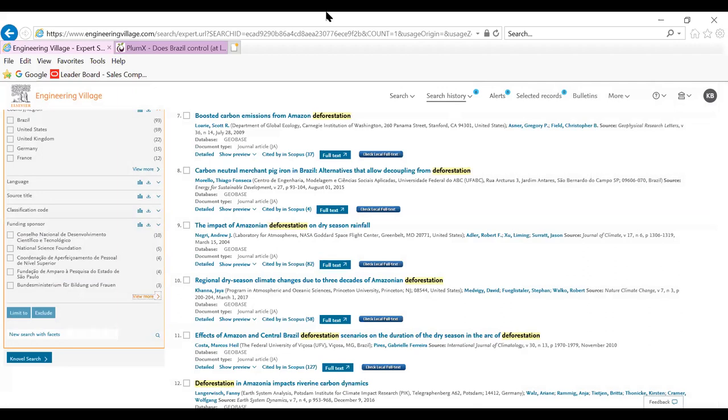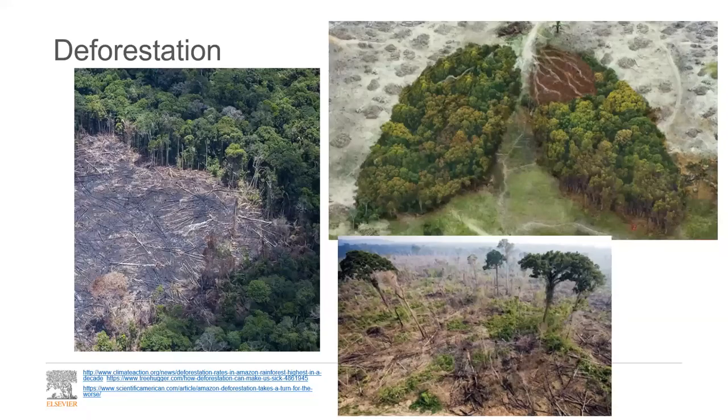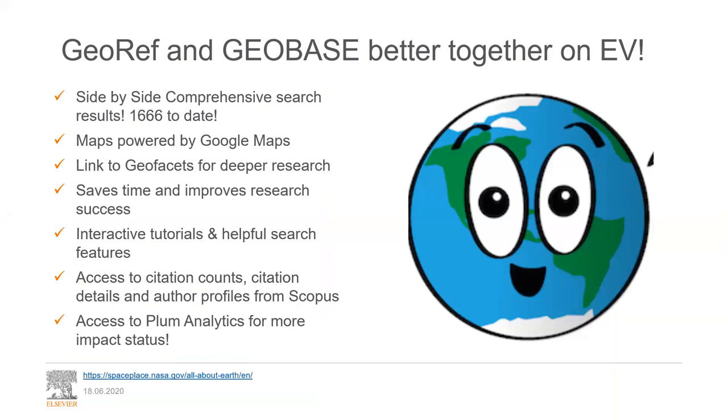From that point, I'm going to take a minute to pause, and I'm going to share what I call my roundup slide. Temporarily see the Amazon again, which is never a bad thing. But ultimately, GeoRef and GeoBase better together on EV. That is what this whole program has been about. Side by side, these two databases are truly partner databases in the sense of coverage and really give you a comprehensive view. Being able to deduplicate them side by side, solid index, truly helps one discover more faster with confidence.